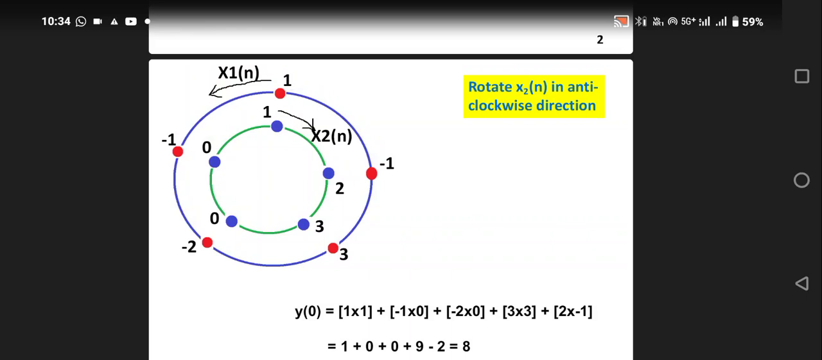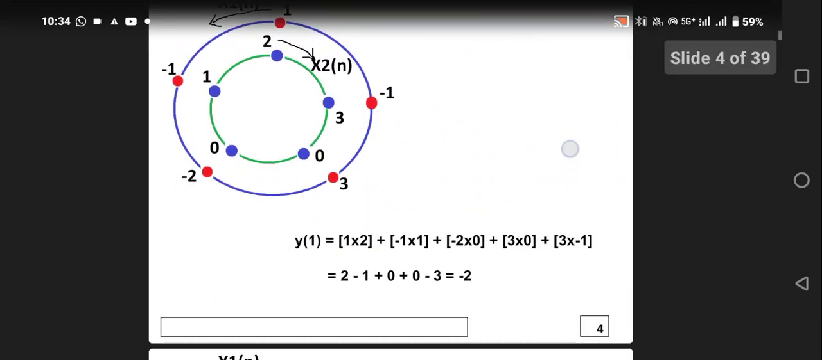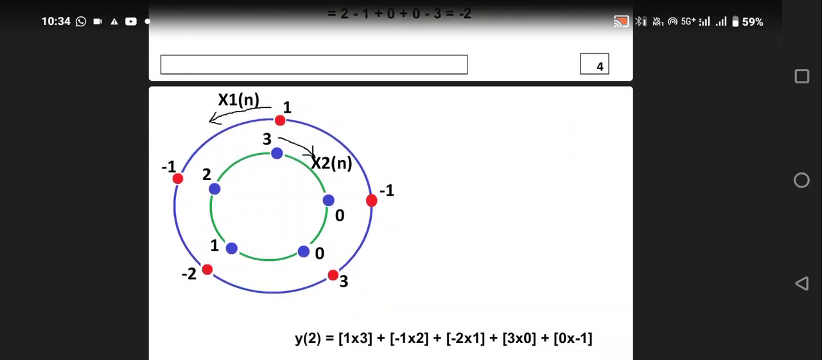Finally, we can calculate y of 0, which is the product of x1 of 1 and x2 of 1. After calculation, we obtain y of 0 equal to 8. Likewise, y of 1 is equal to minus 2. Y of 2 is equal to minus 1.